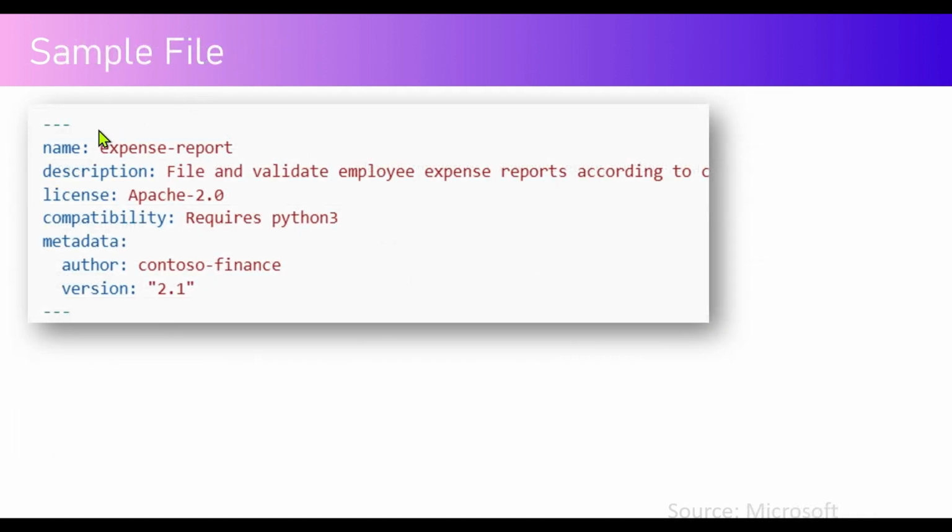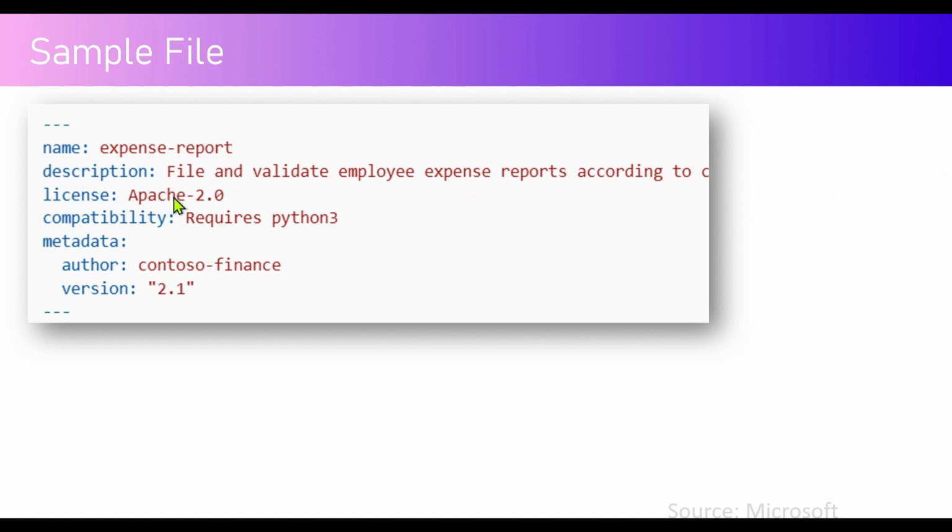Now, this is how the sample file looks like. Again, this is from a Microsoft website. So, name, description. Now, as you see over here, name is all lowercase and it can include hyphen but not at the start. Some description, like description over here is file and validate employee expense report according to something.